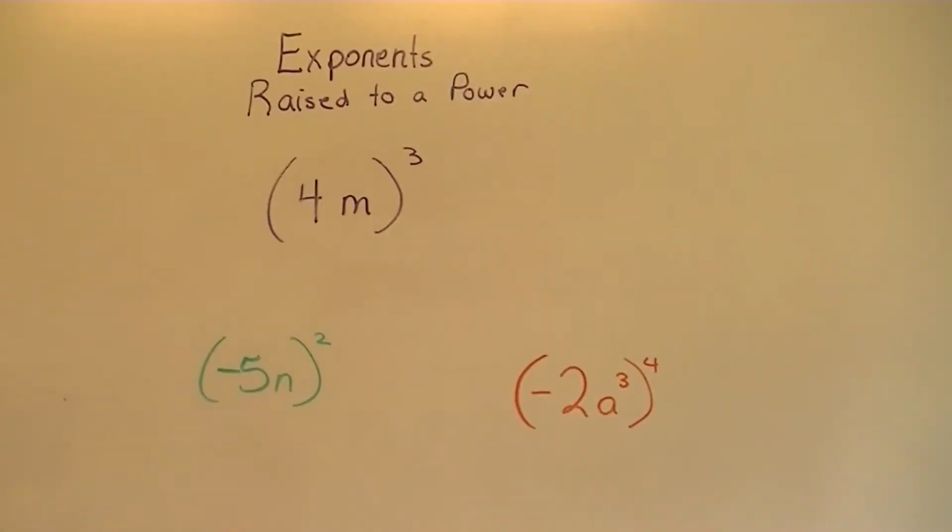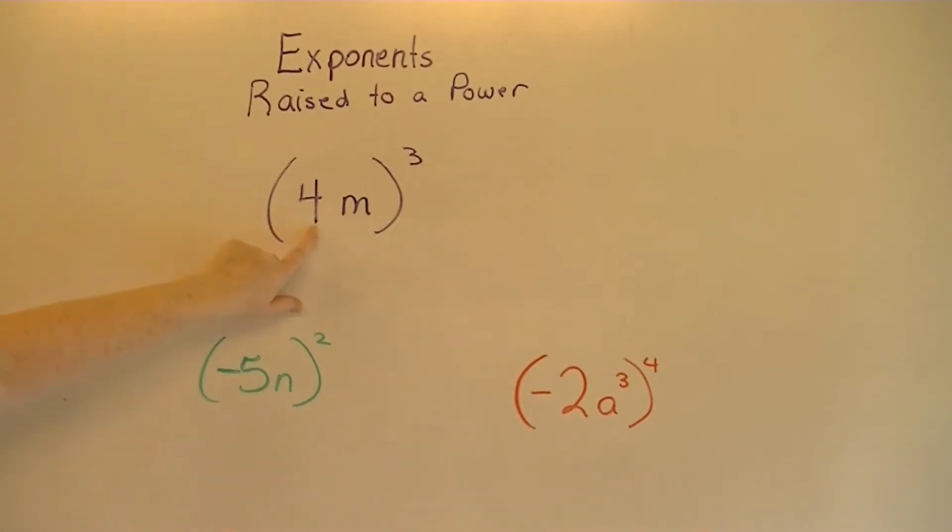Hi, welcome to Working with Exponents. This is another rule, and it's called raising to a power. You're going to have a term in parentheses, and the power is going to be on the outside. When it looks like this, you get to multiply the exponents.